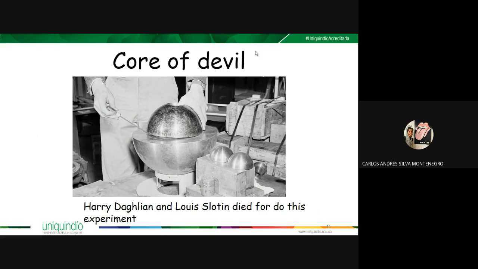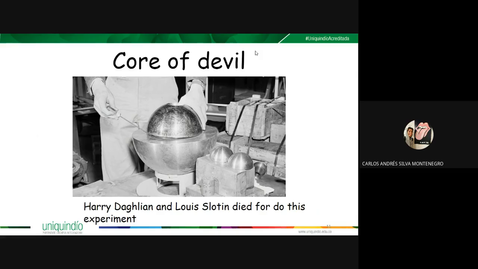Harry Daghlian was the first victim of this. He got a lethal dose of radiation and he died at 25 days. This chart illustrates how the experiment consisted of a sphere placed on a plutonium core. And the second person that died from this experiment was the scientist Louis Slotin.